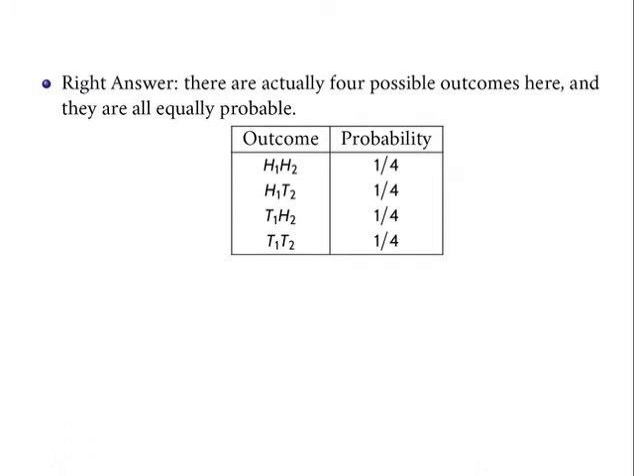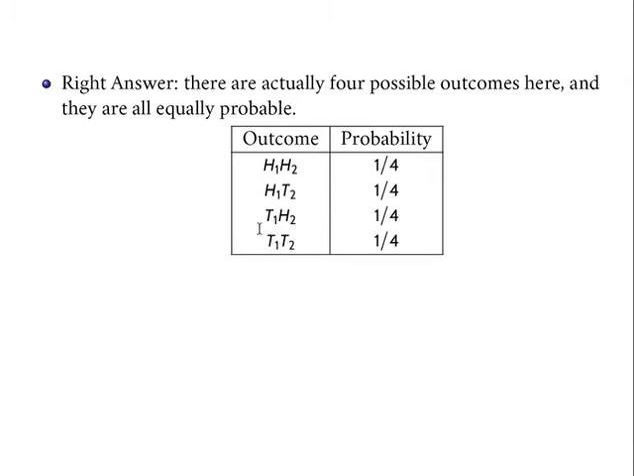So the right answer can be seen as follows. There are actually 4 possible outcomes that are relevant here. And it's true that among those 4 possible outcomes, they're all equally probable. So here are the 4 most fine-grained outcomes of tossing a coin twice. We have the case in which you get heads on the first toss and heads on the second toss. That's at the very top. On the bottom, we have the case in which you get tails on the first toss and tails on the second toss.